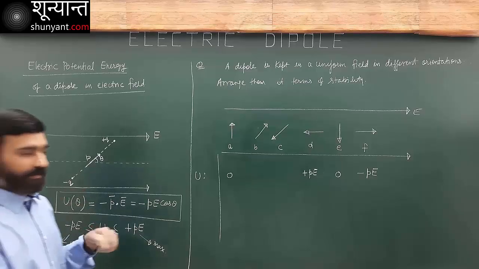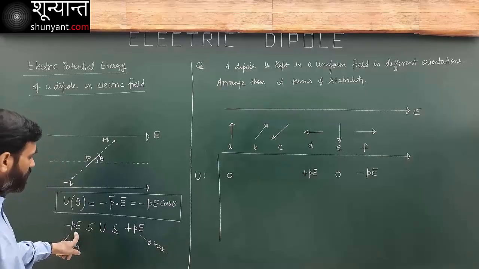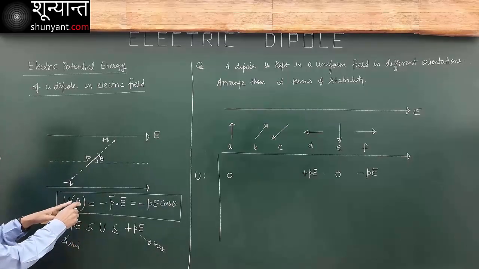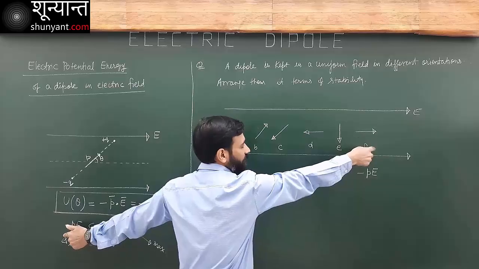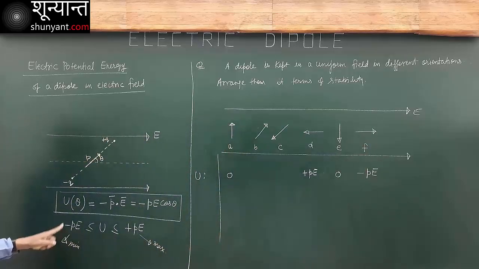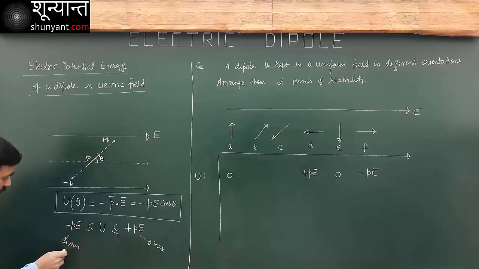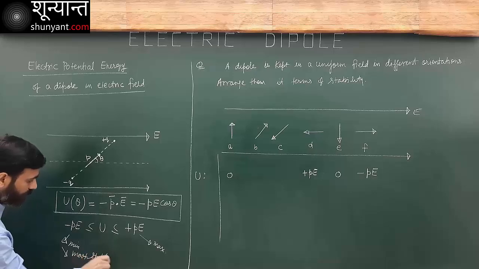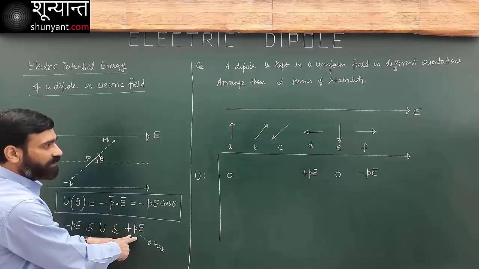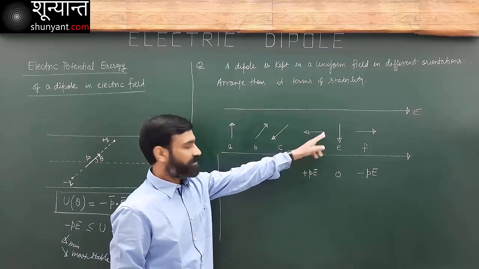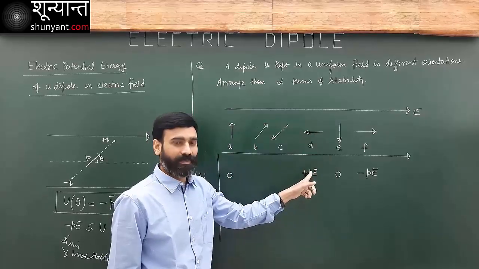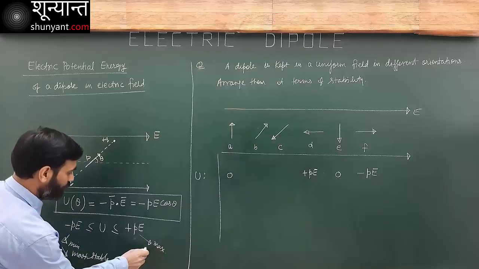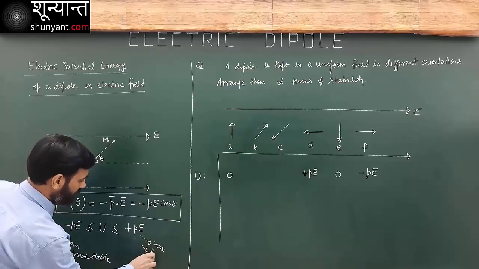So in which case is potential energy minimum? When it is aligned with the field. When it is aligned with the field, potential energy is minimum, and this becomes the most stable orientation. Here the potential energy is maximum, plus PE, when it is opposite to the field. So this becomes the least stable position.